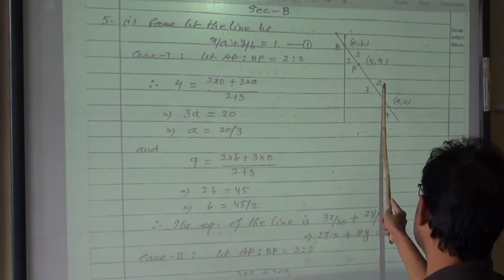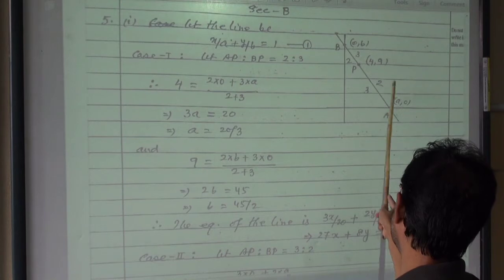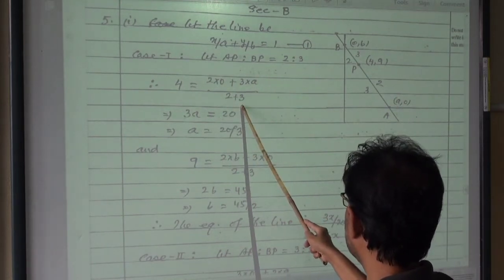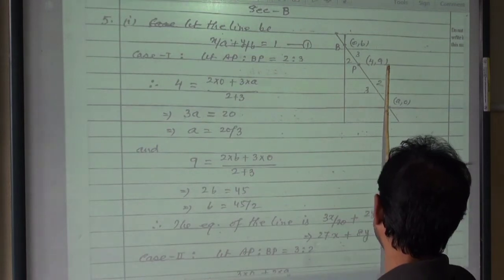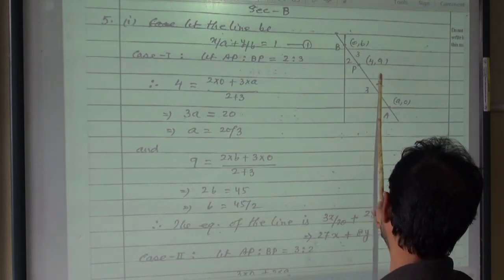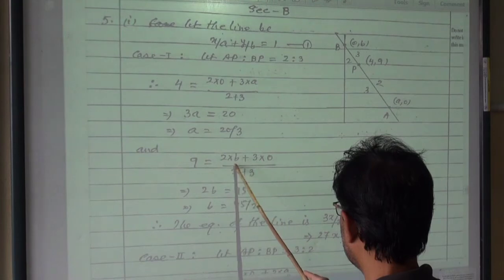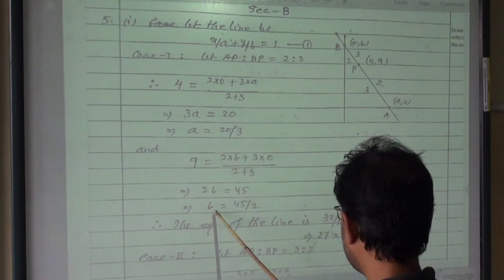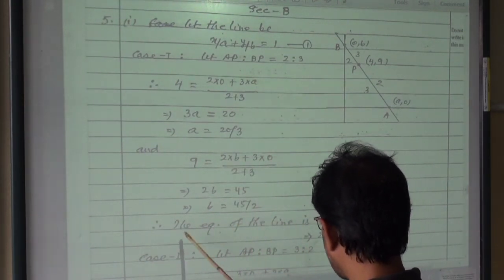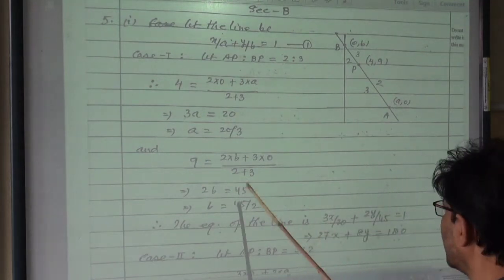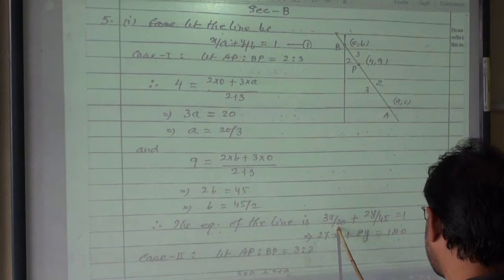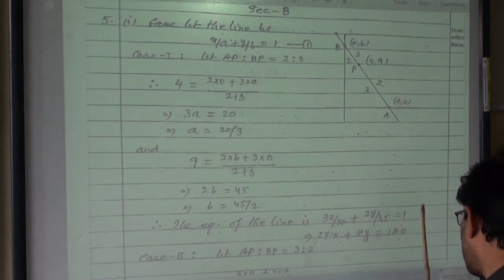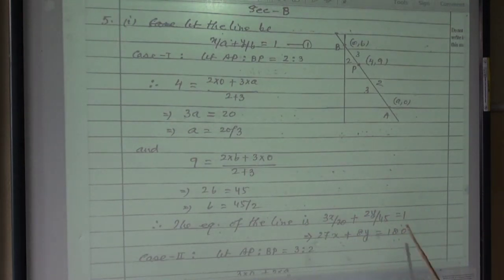4 is equal to (2 into 0 plus 3 into a) over (2 plus 3). That gives a is equal to 20 by 3. 9 is equal to (2 into b plus 3 into 0) over 5. That gives b is equal to 45 by 2. And the corresponding equation is x by 20 by 3 plus y by 45 by 2 equal to 1. If we write 20 by 3, that 3 will go up. That's why 3x by 20 plus 2y by 45 equal to 1. Take LCM, simplify, you will get this one.